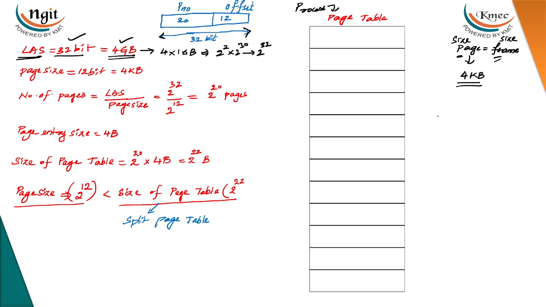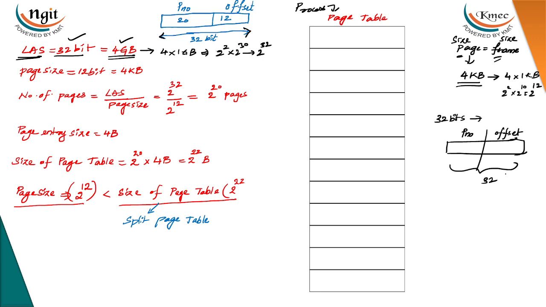So to represent 4 KB, how many bits? Total 32 bits is the process size. This 32-bit address will be divided into two parts. First one, page number. Second one, page offset, that is the page size. Now 4 KB means 4 into 1 KB, which is 2 to the power of 2 into 2 to the power of 10. So you need 12 bits to represent the page size out of 32. How many bits are remaining? 32 minus 12, 20 bits to represent your page number, right?